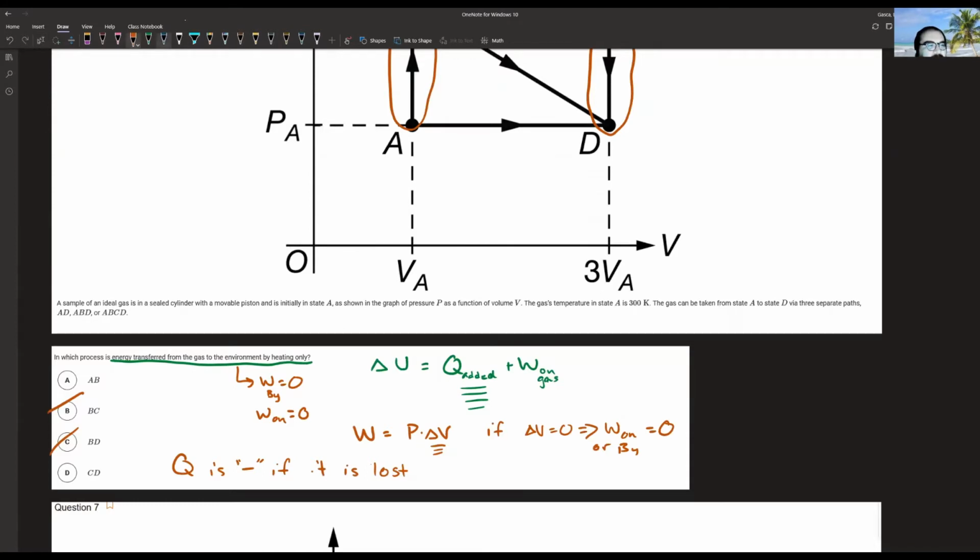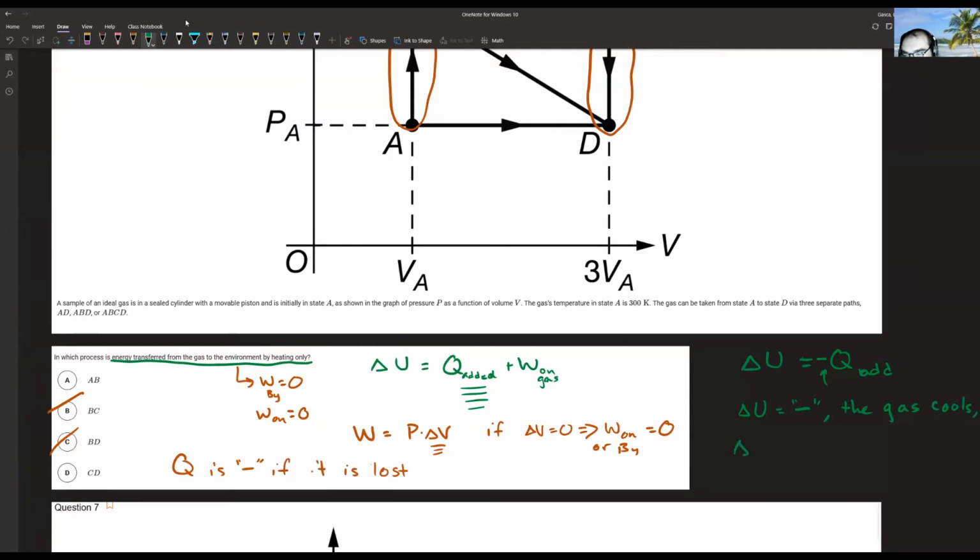So kind of putting some ideas together, we've learned that delta U, in this case, will have the same sign as Q. So we're looking for a scenario where heat is removed, which is going to make Q added negative. Well, that tells us that delta U is going to be negative in this case. If we're losing heat, another way we can think about it is that the gas cools off.